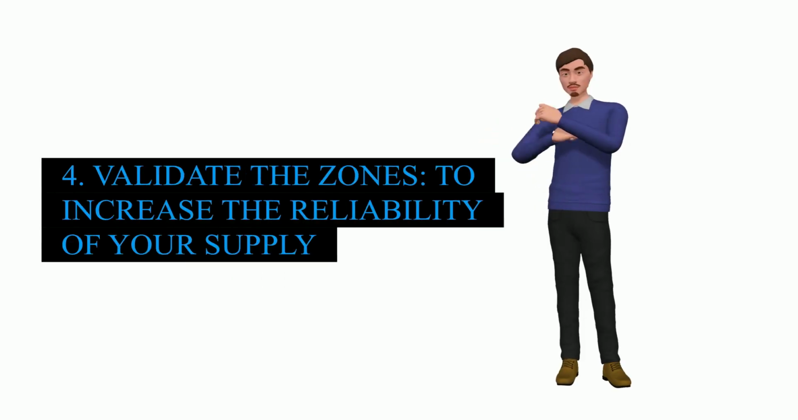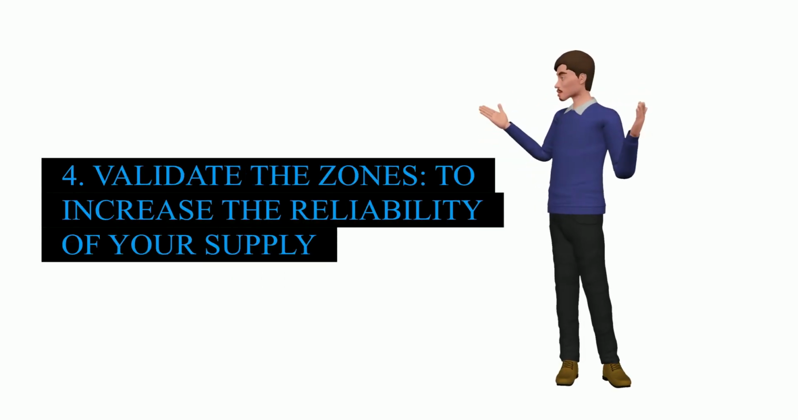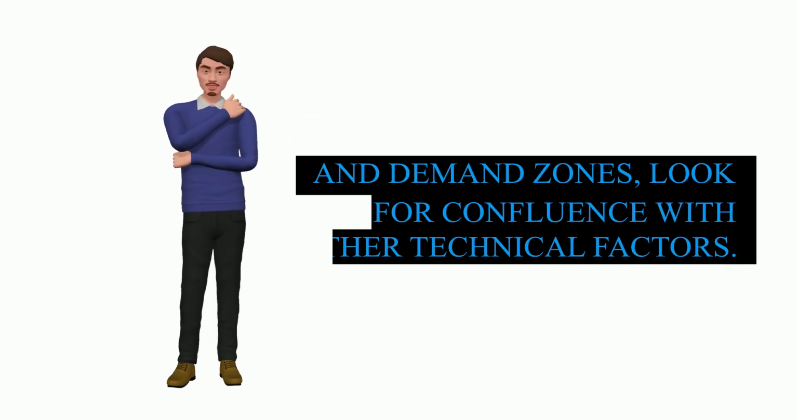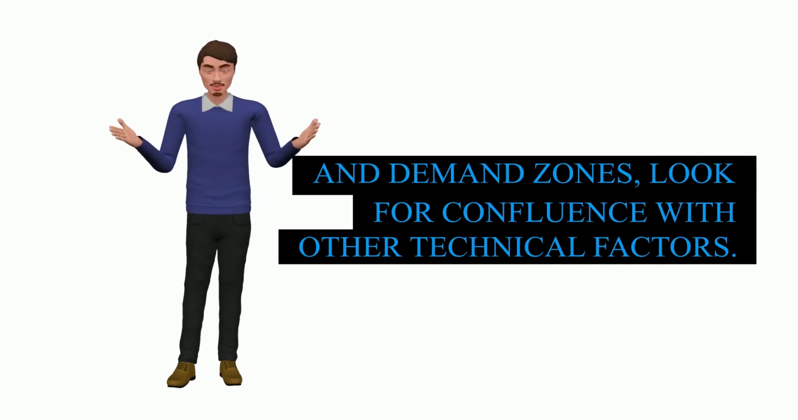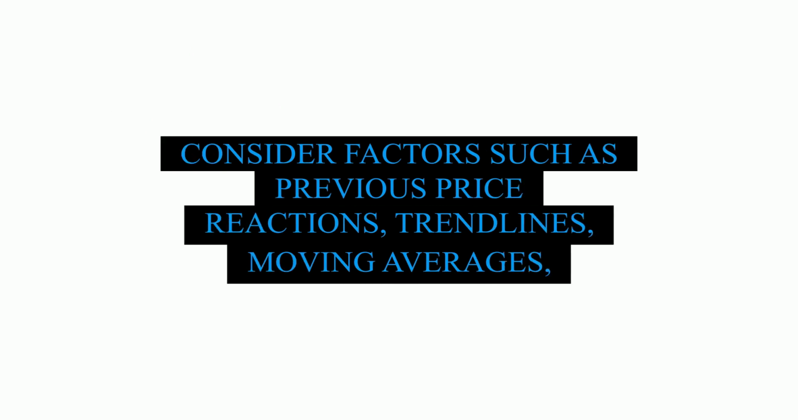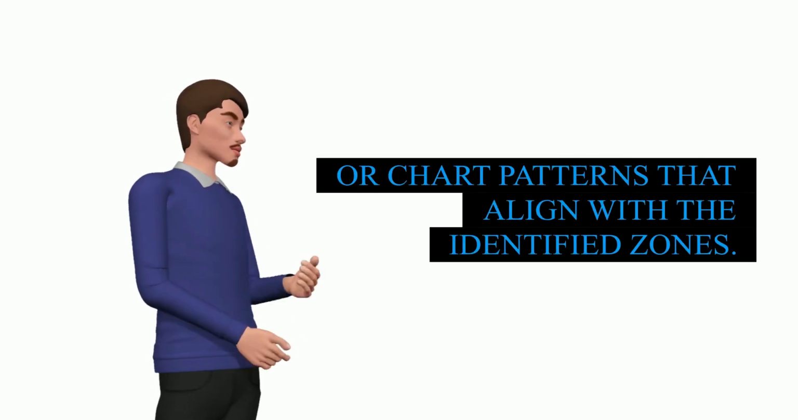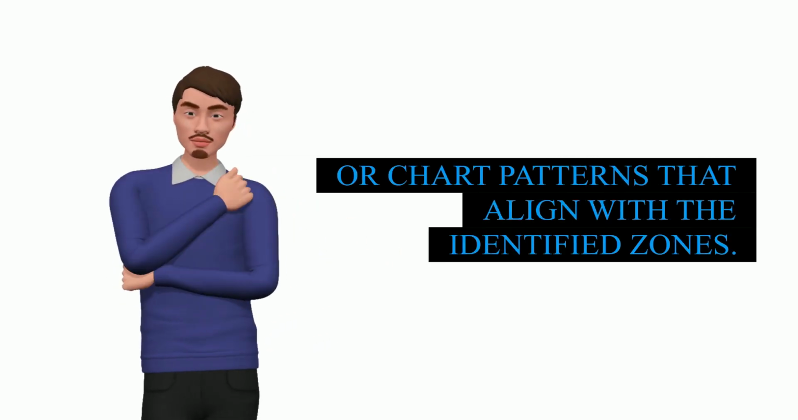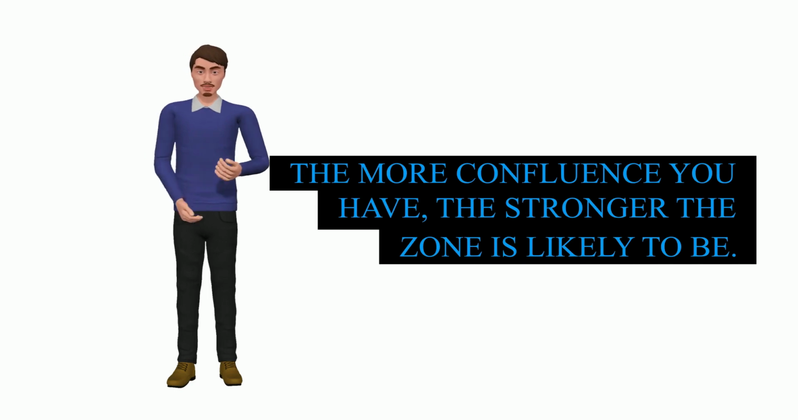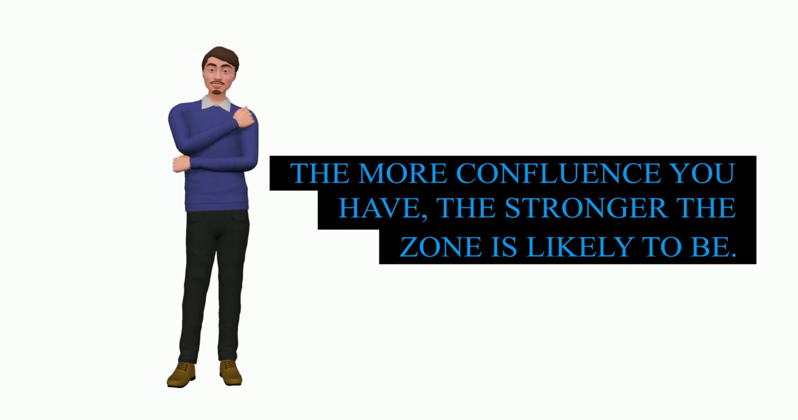4. Validate the zones. To increase the reliability of your supply and demand zones, look for confluence with other technical factors. Consider factors such as previous price reactions, trend lines, moving averages, or chart patterns that align with the identified zones. The more confluence you have, the stronger the zone is likely to be.